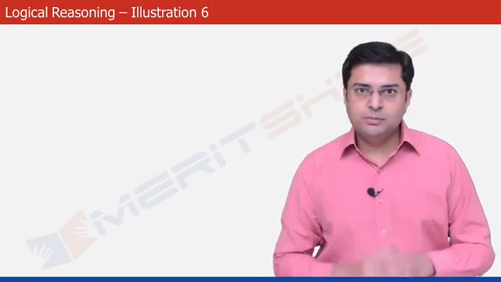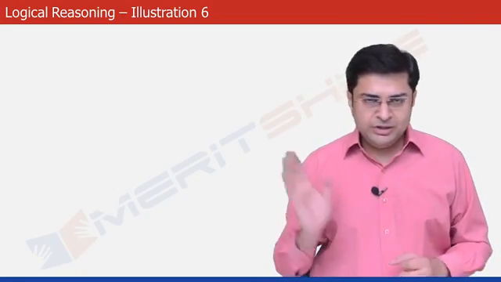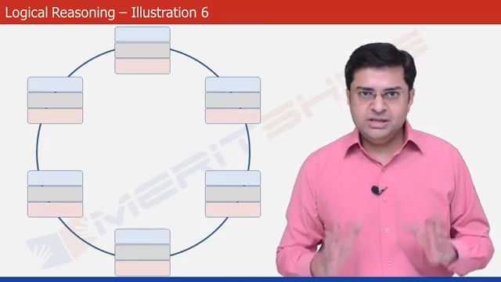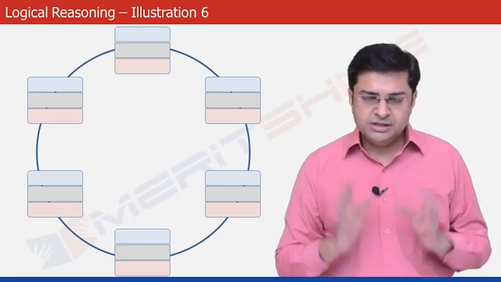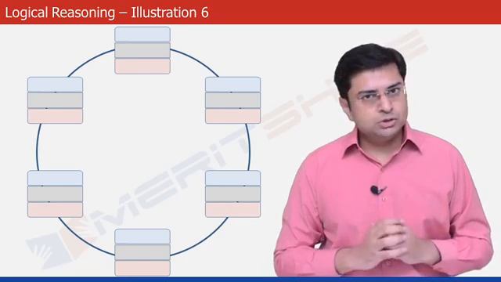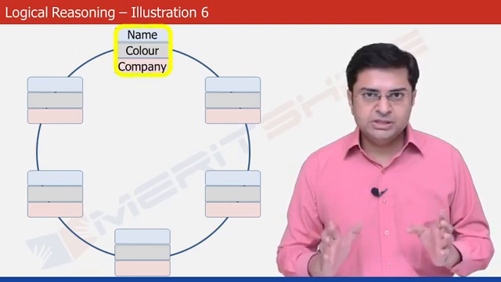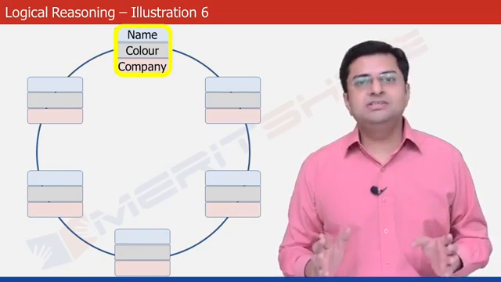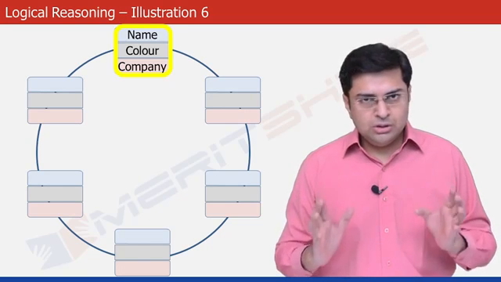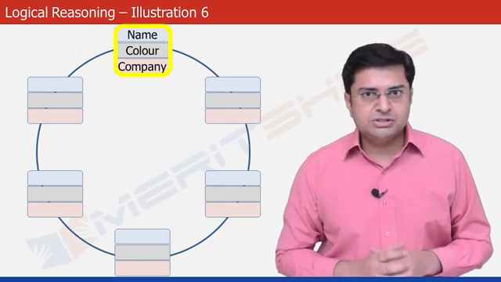So let's try solving the problem now. The first step would be to create a structure like this. As you can see, it's divided into 6 box-shaped structures, and each structure is further divided into 3 parts. So the topmost part would have the name of the person, the second part would have the shirt color, and the third, the organization this person represents. So let's go to the statements and see how it's done.